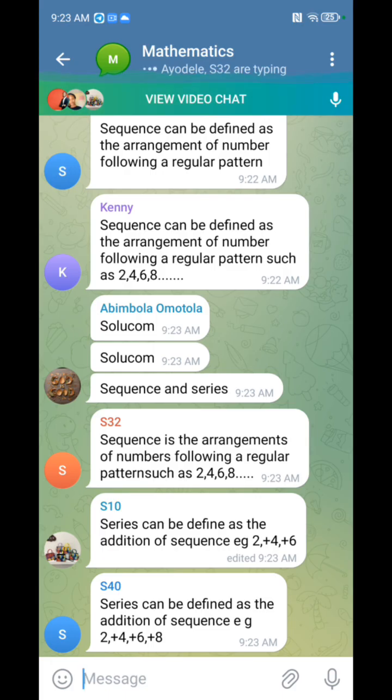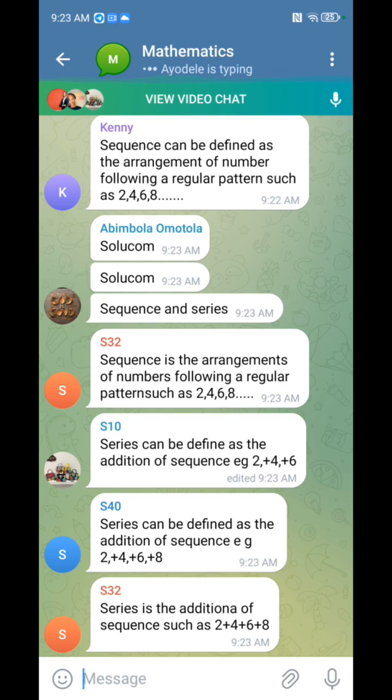In some cases, we can have 2, 4, 8, 16. That will be multiplication of 2, because 2 times 2 will give us 4, 4 times 2 will give us 8, 8 times 2 will give us 16.